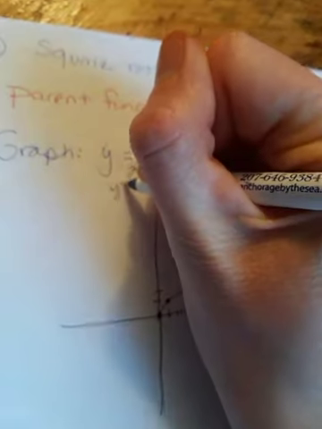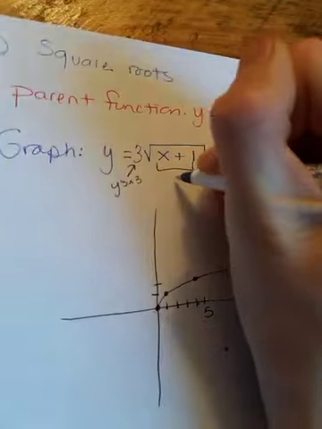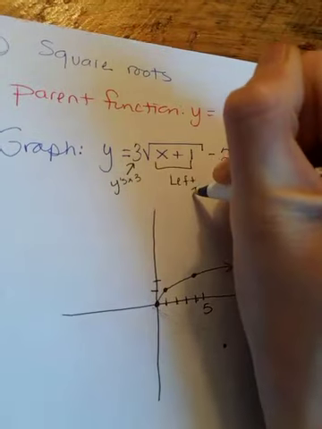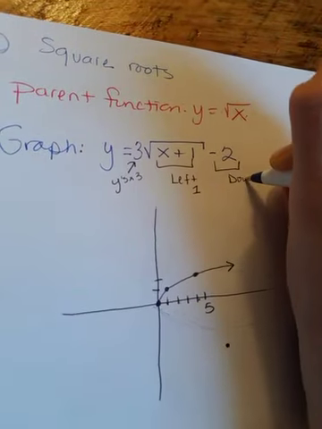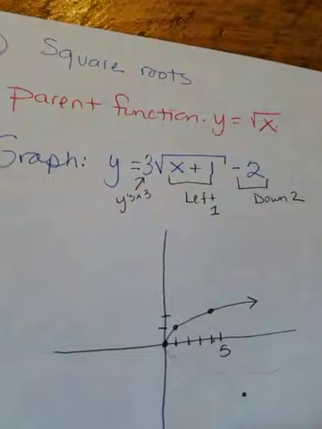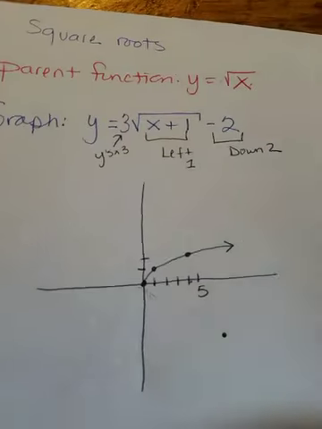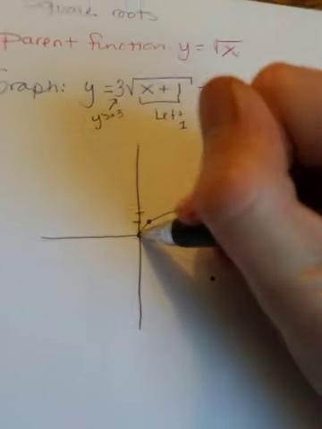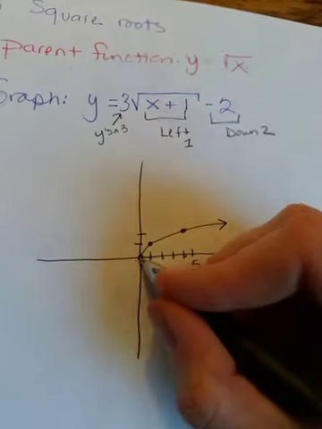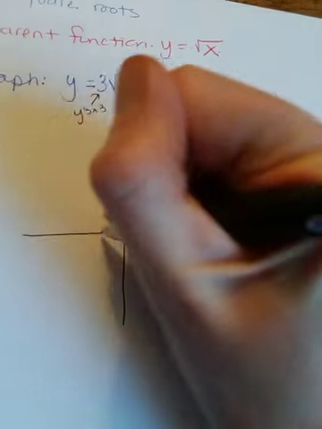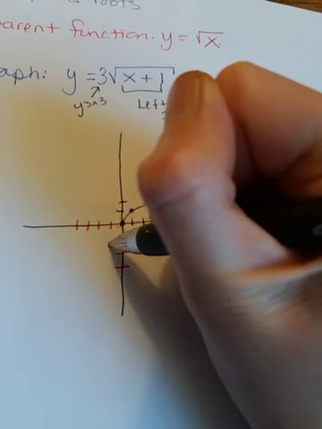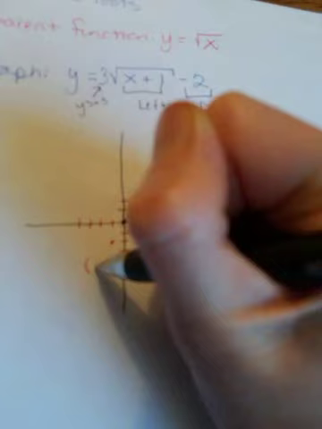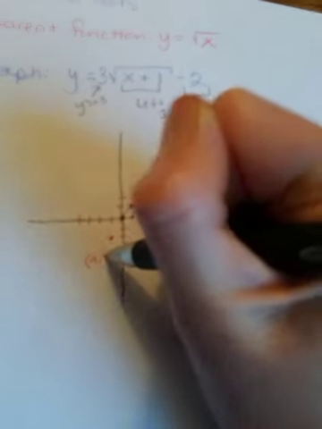So let's talk about our transformations. The 3, we're going to take our y's times 3. We're going to go to the left 1, and we're going to go down 2. So here we go. Let's take my parent graph. I take my y's times 3. The y here is 0. 0 times 3 is 0. I have to go to the left 1 and down 2. Boom. This is the point (-1, -2).